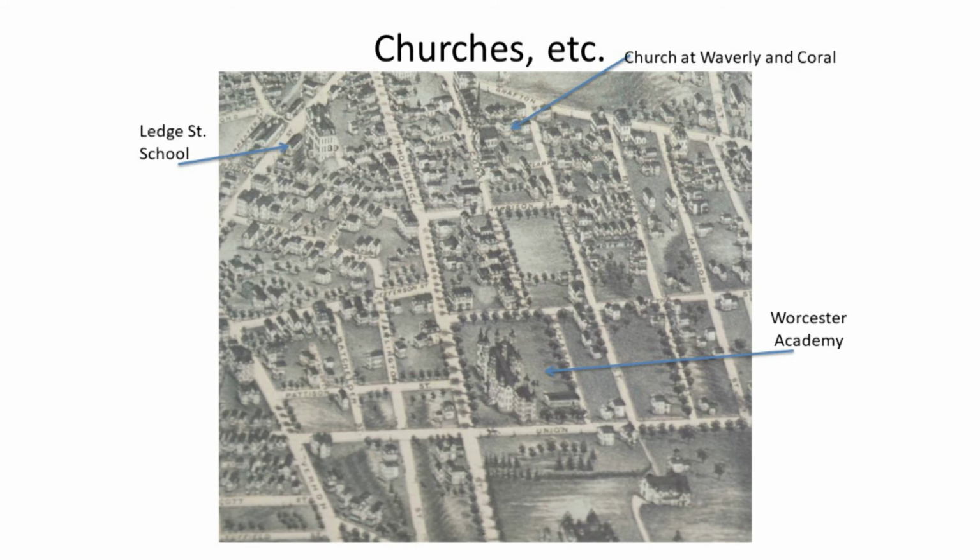And I also put in some arrows about Ledge Street School that I'll be talking about in the next few slides. And Ledge Street was a very tiny little street right off of Water Street, which is at the top left-hand side in this picture. And I also have pointed out a church at the corner of Waverly and Coral that still exists here. And then down at the bottom here's the Worcester Academy campus, and it's called Union Street. That's now Dorchester Street. And then right down the middle, of course, is Providence Street. Up on the top left-hand side is Water Street. So we'll be talking more and more about the churches in the neighborhood.